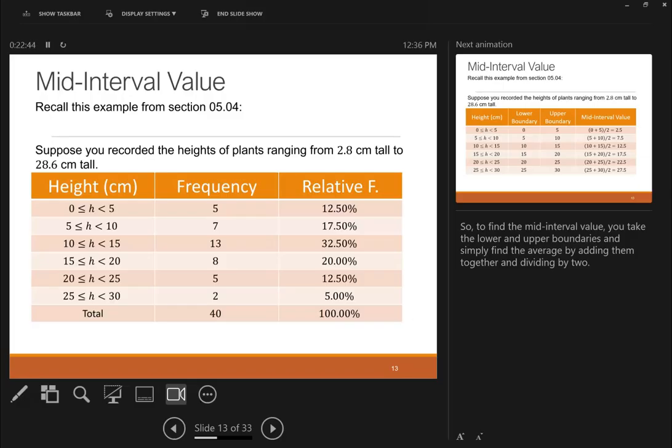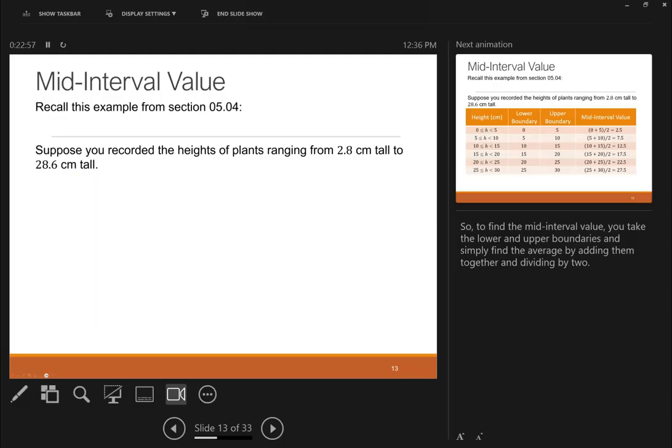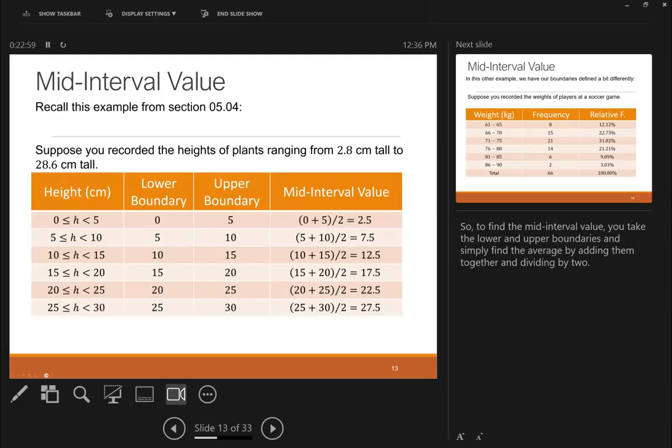What number is halfway in between 0 and 5? 2.5. How about between 5 and 10? 7.5. And you get the idea, so on and so forth, right? Those are my mid-interval values.